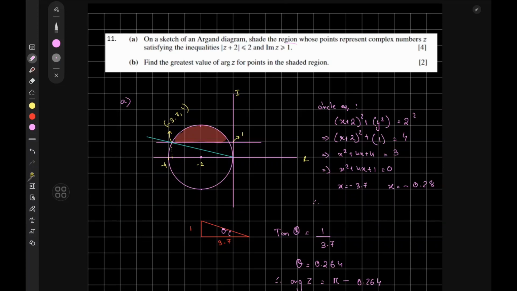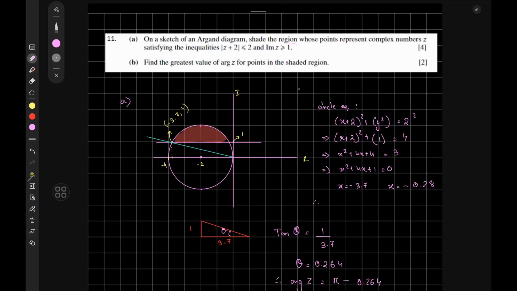Therefore, we have to directly draw a circle where the radius is 2. Why? Because they're telling you that the distance between the complex number z and the complex number minus 2 plus 0i is going to be 2 or less than 2. Therefore, we are directly going to draw a circle with center minus 2.